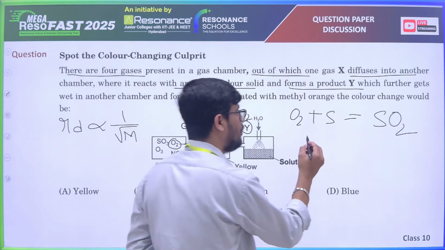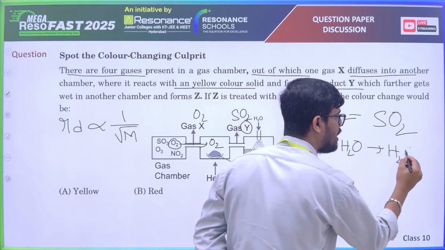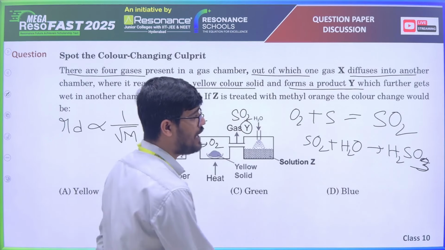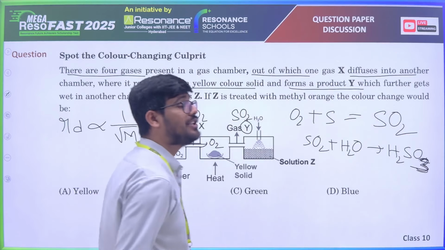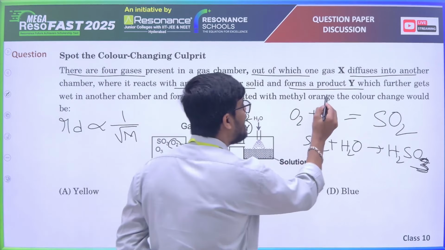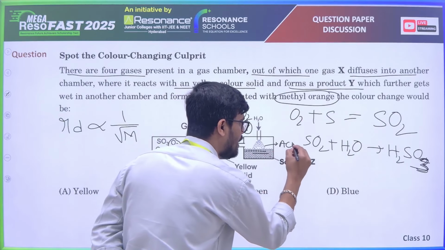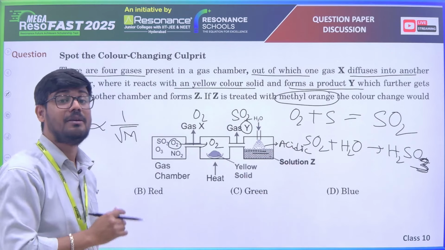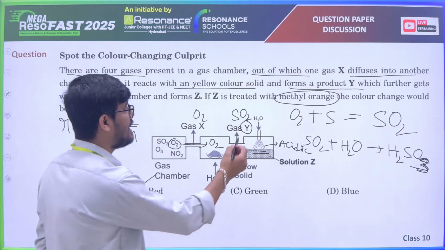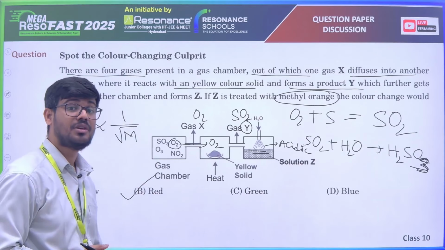Next, when this SO2 reacts with water, what will you get? H2SO3, just addition of atoms. Now H2SO3, sulfurous acid, is an acid. Since it is an acid, the medium is acidic. In acidic medium, methyl orange gives red color. Methyl orange acts as an indicator, so in acidic medium it shows red color.